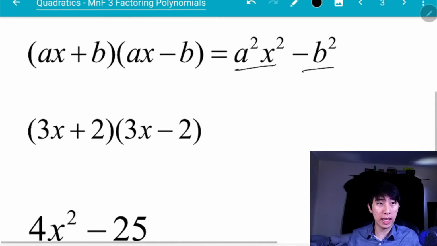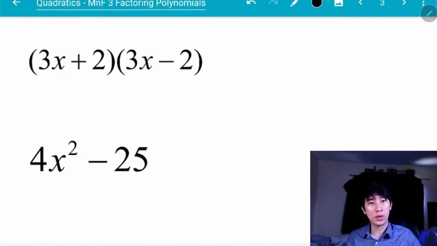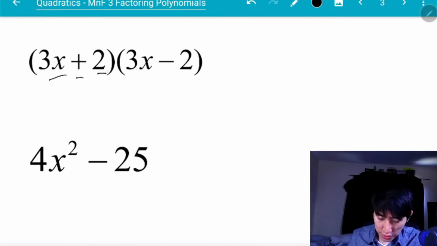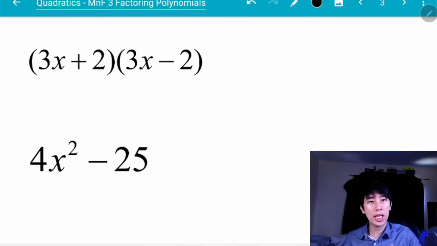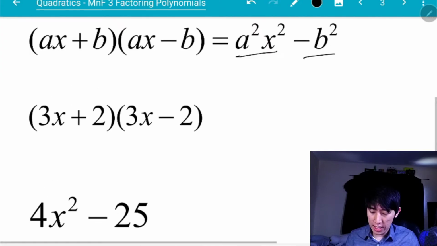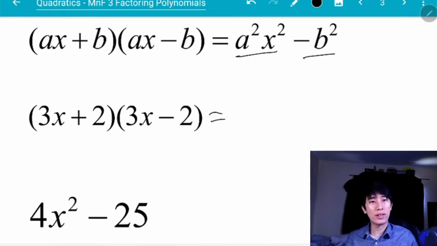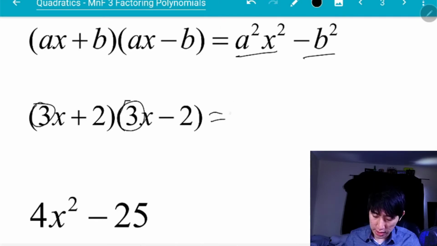Now, let me show you what that looks like. Again, we should have covered this already. That's why I'm going through it really quickly. But we have 3x plus 2 times 3x minus 2. Hey, look, they're the exact same thing, but one is plus, one is minus. Now, according to the pattern, instead of having to FOIL this or multiply this out, all we're going to do is just say, well, I just take this times this. So 3 times 3 is 9. Then I take x times x, which is x squared.